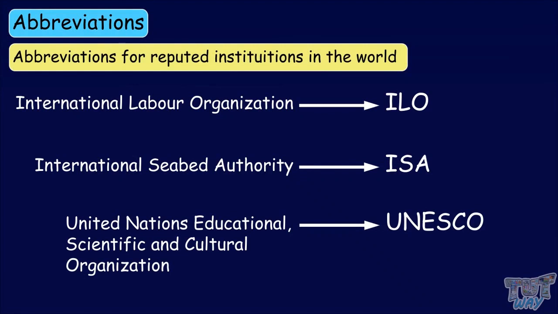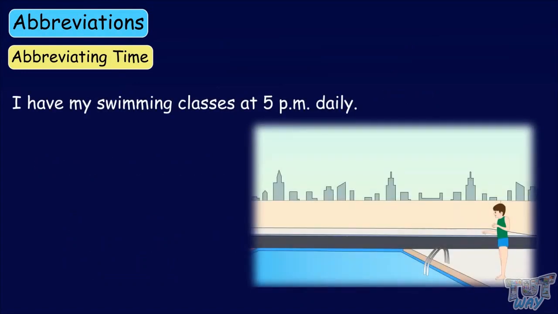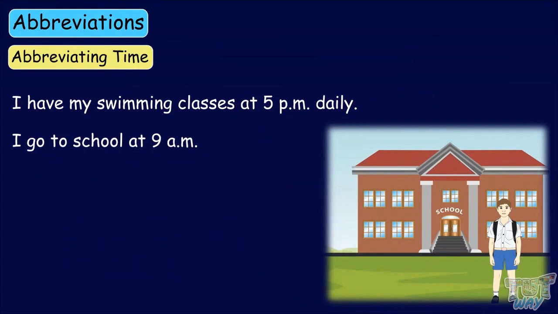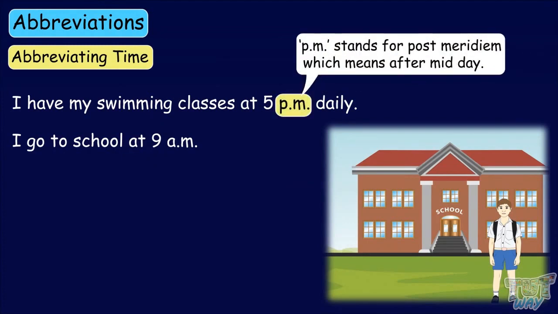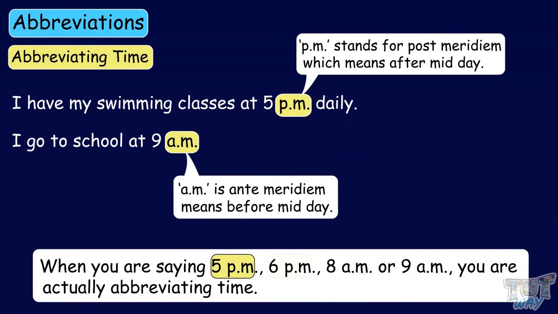Now let's learn some examples on abbreviating time. I have my swimming classes at 5 p.m. daily. I go to school at 9 a.m. What do AM and PM stand for? PM stands for post-meridiem, which means after midday. And AM is ante-meridiem, which means before midday. So, when you say 5 p.m., 6 p.m., 8 a.m., or 9 a.m., you are actually abbreviating time.